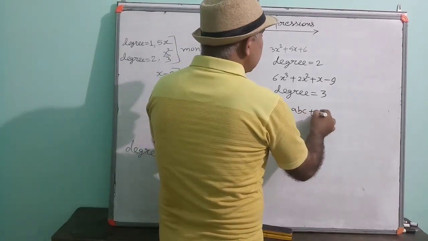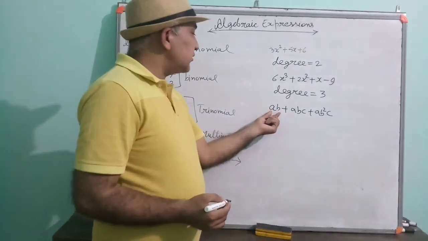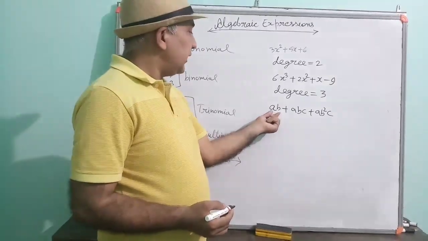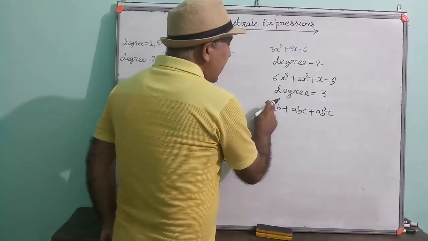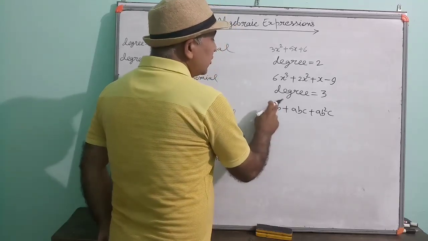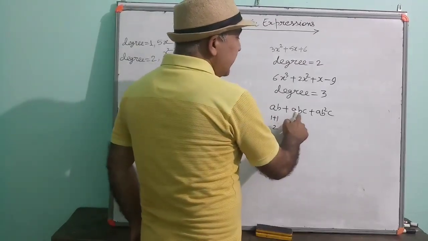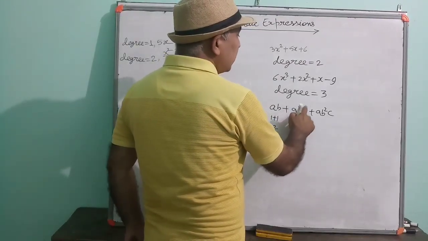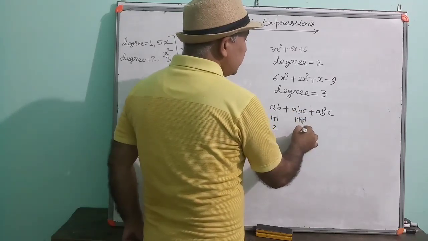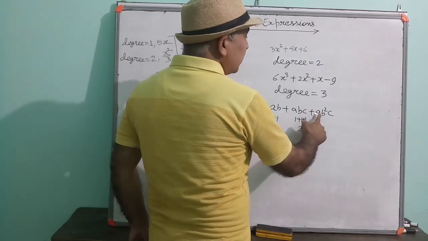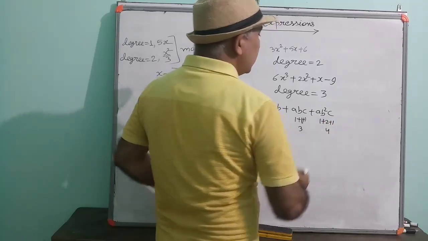AB plus ABC plus AB square C. Suppose that the variables are multiplied in the terms, then to find the degree, first we add the exponents. Here a to the power 1, b to the power 1. So here the power is 2. Here a, b, c, a to the power 1, b to the power 1, c to the power 1. Here the power is 1 plus 1 plus 1 means 3. Here a to the power 1, b to the power 2, c to the power 1 means 1 plus 2 plus 1, that is 4.